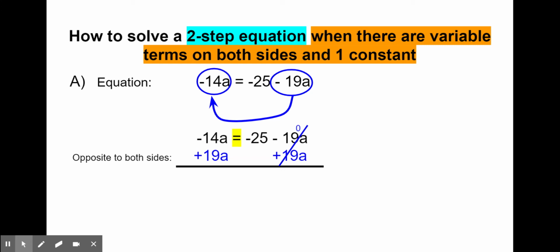On the left side, we can keep it and we'll get negative 14a plus 19a. That's going to give me 5a. And we're just bringing down our negative 25 up to this point. So we have 5a equals negative 25.